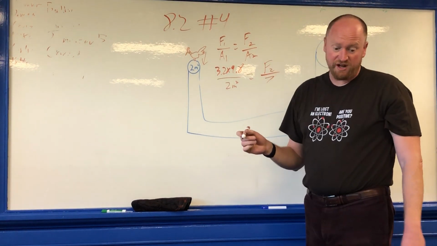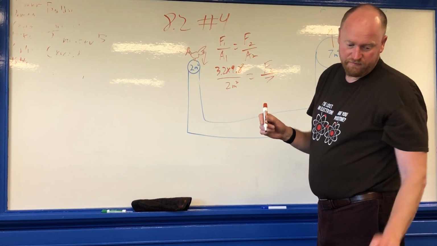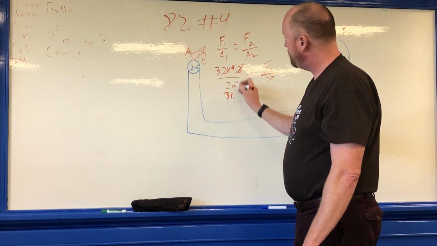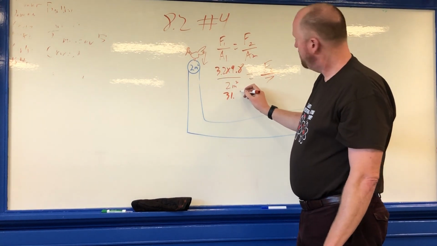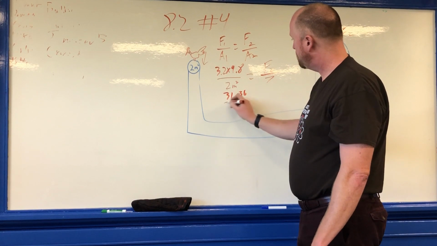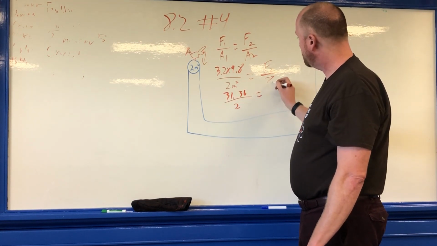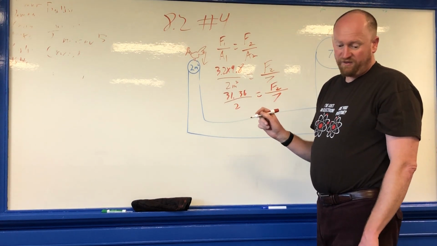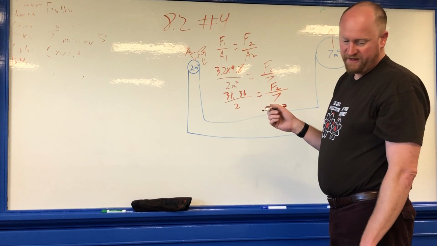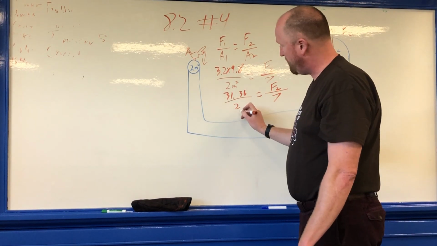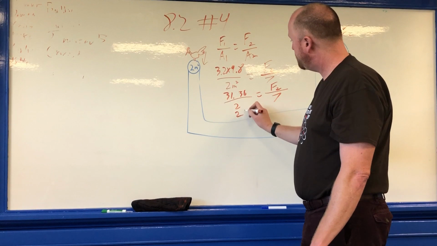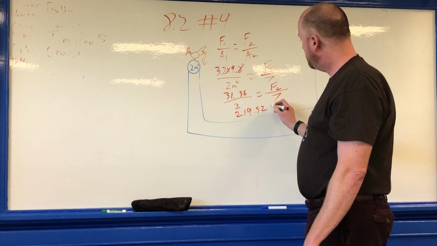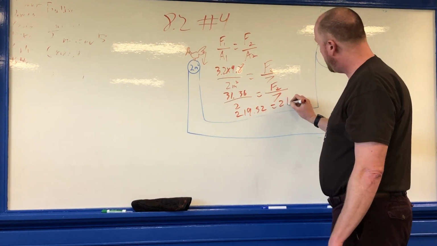So what are you going to do? First off, let's find the weight of the chicken. Okay, the weight of the chicken is 31.36 newtons. So 31.36 over 2 is equal to our unknown force over 7. Now, most people are going to cross multiply, right? And when you do that, 7 times 31.36, you get 219.52 is equal to 2 times F2, 2F2.